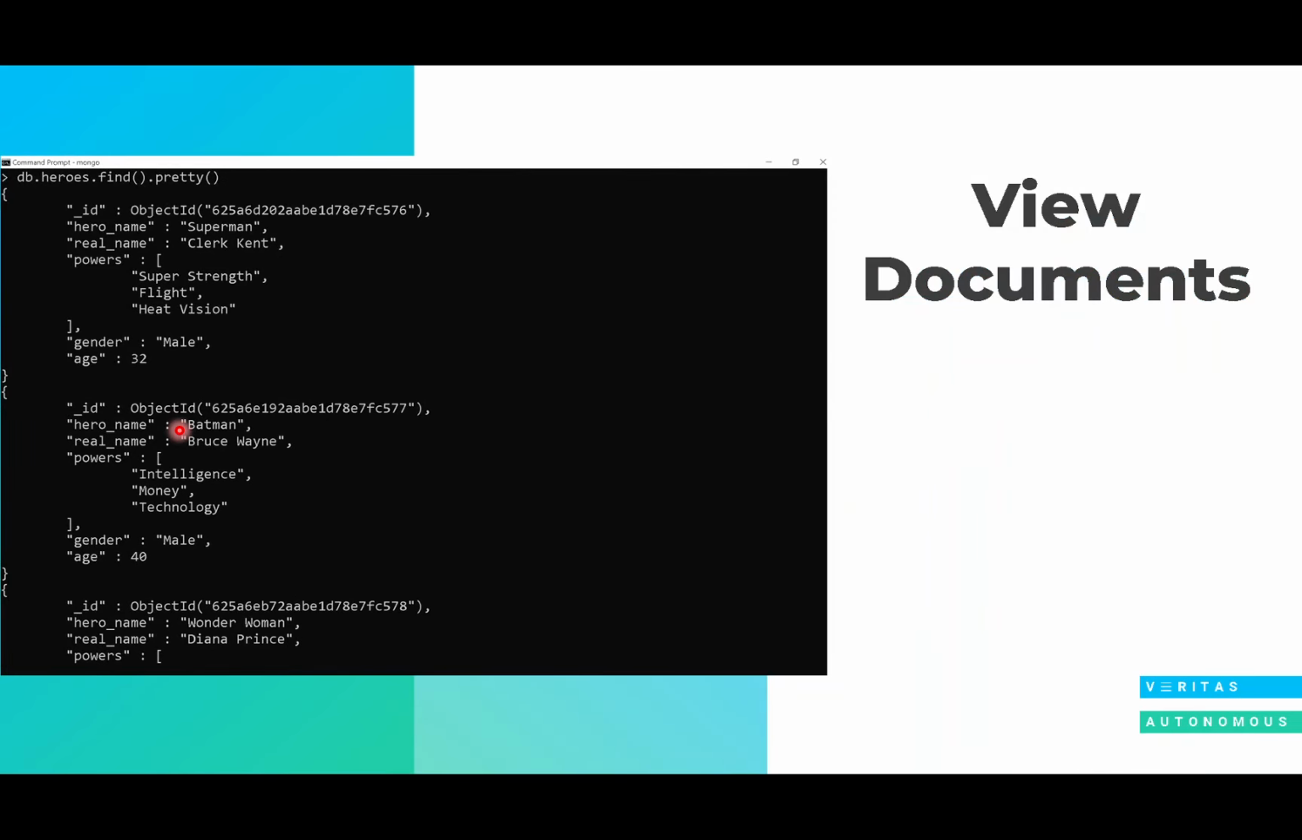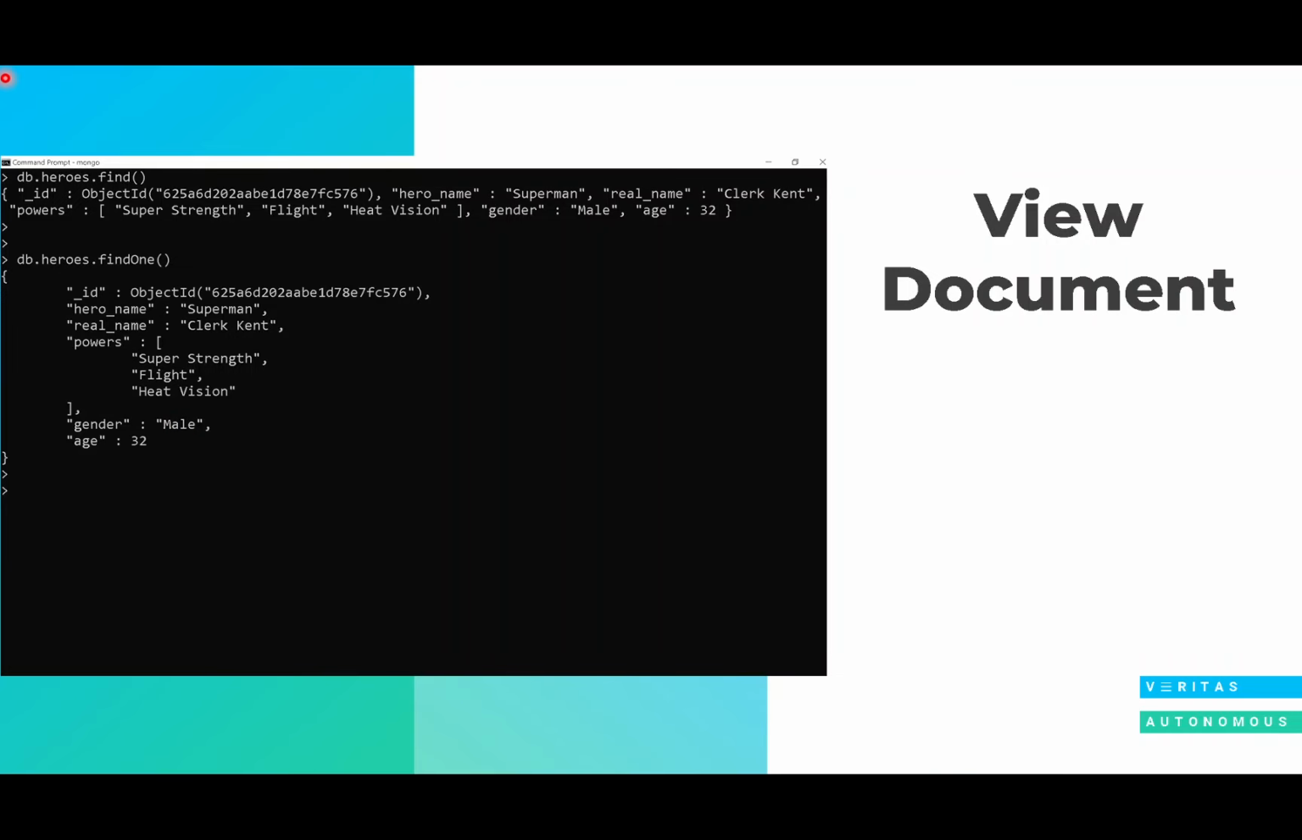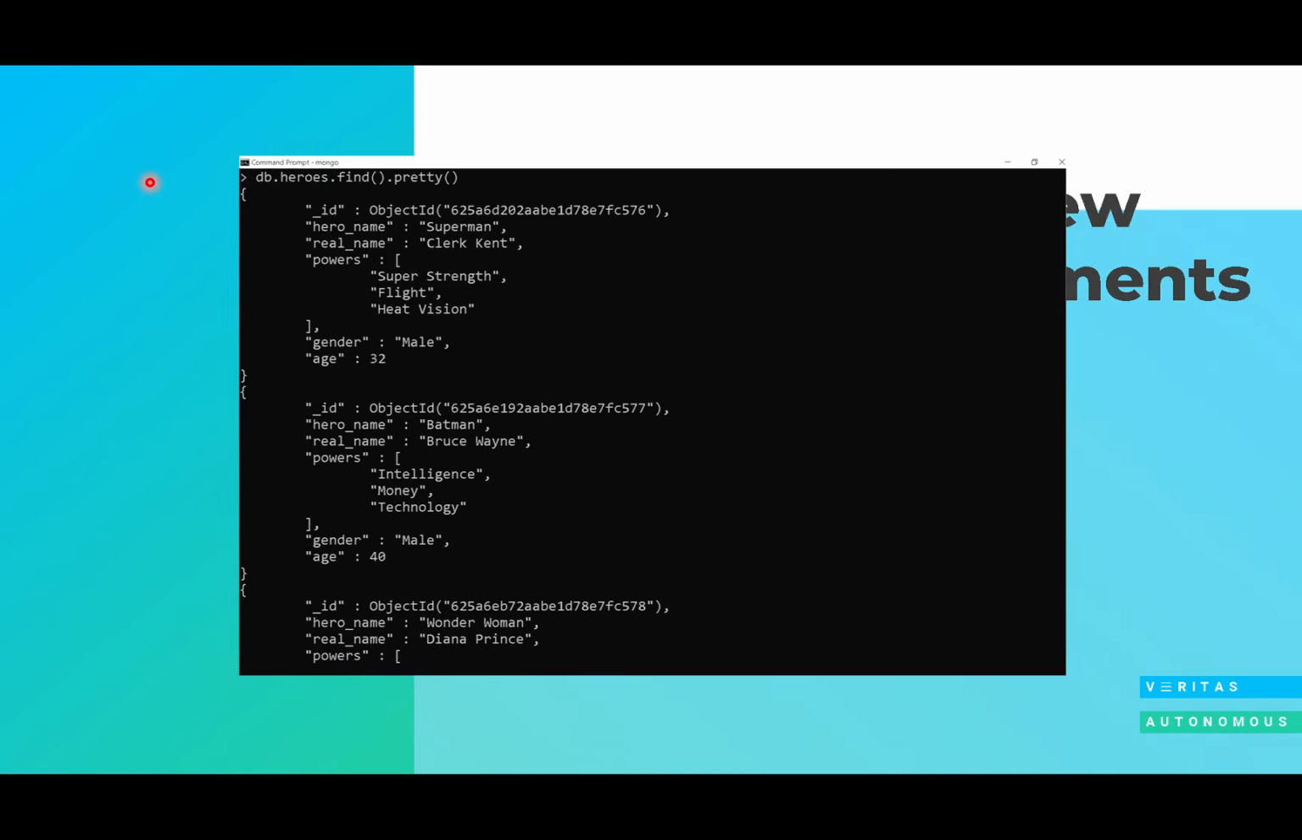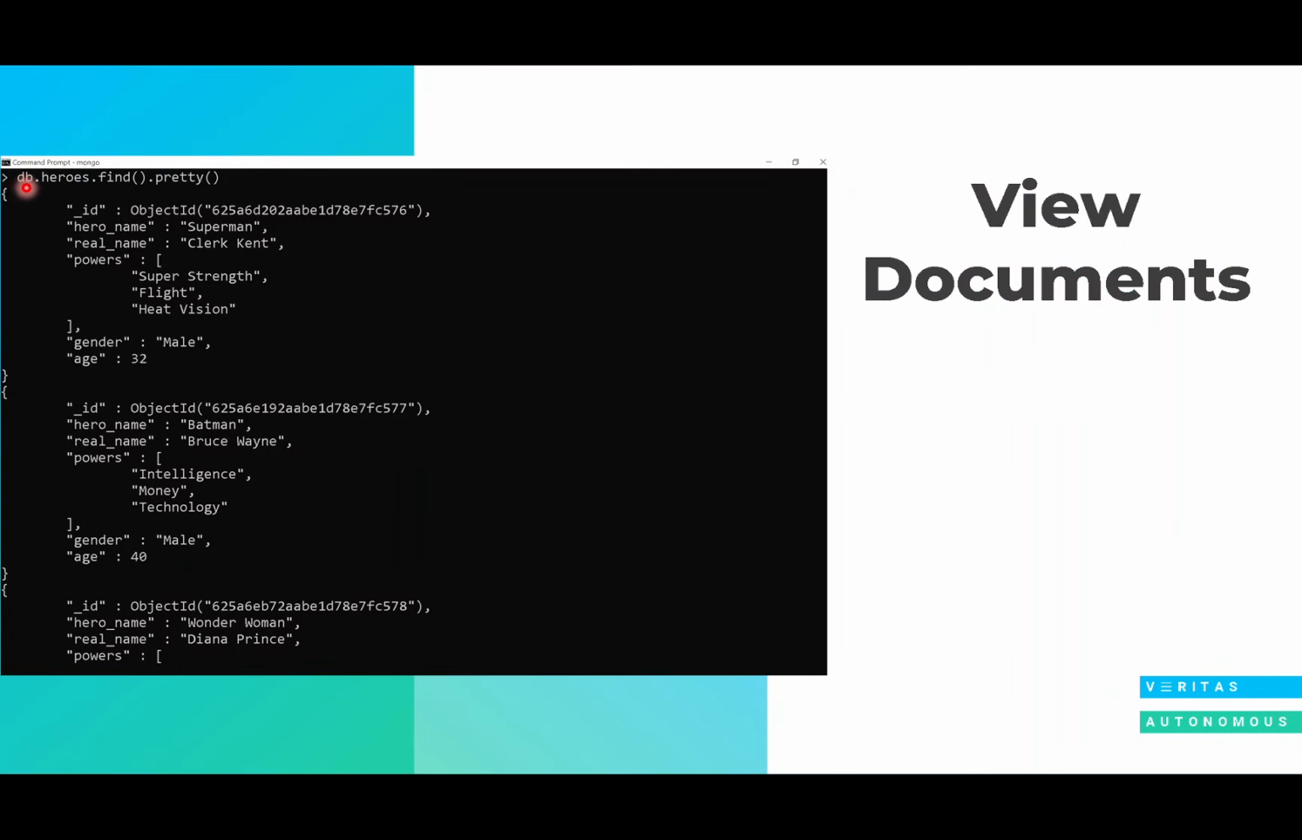Now if we want to do the same thing, like if we want to see all the documents in a prettier way, what we do is we do the same thing. Database, go to the heroes collection, find everything and make it pretty. So you will get this in a very easy to read manner.